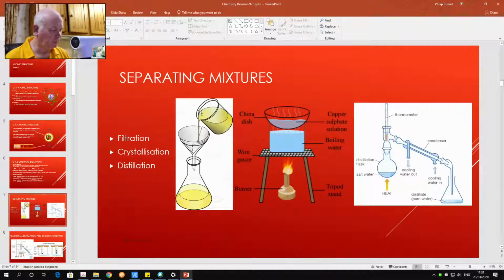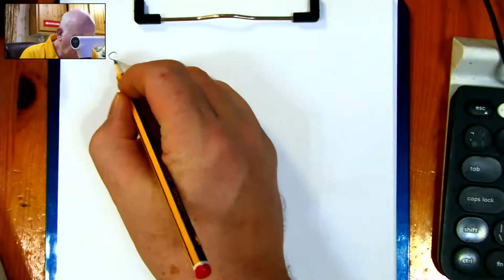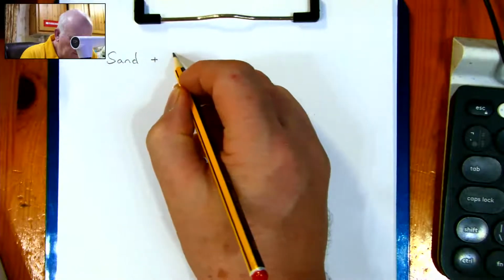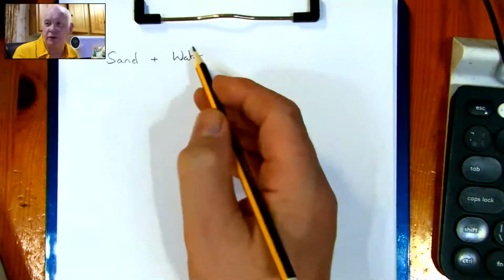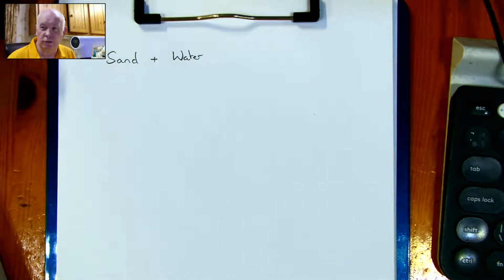Now, our next part of this topic is all about separating mixtures. So let's have a look at some of the mixtures that you might get and what we might need to do to separate them. Let's draw a few out. Suppose I've got some sand and some water. Sand doesn't particularly dissolve in water, so we're just left with sand and water. If you leave them for a few minutes, they will probably separate happily.